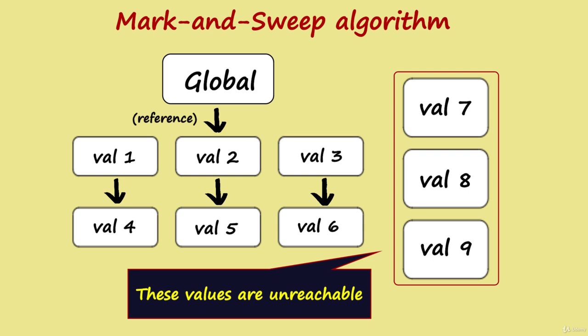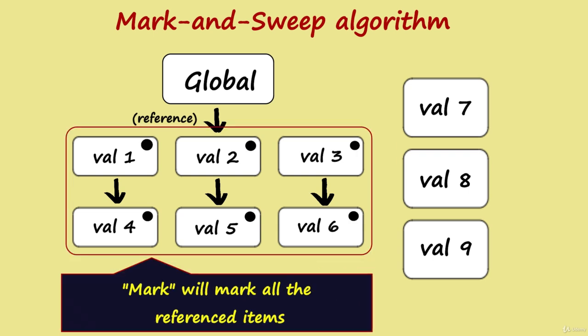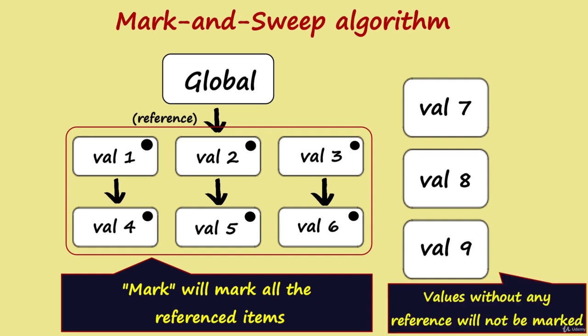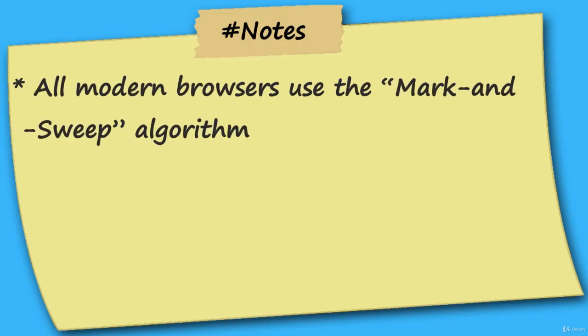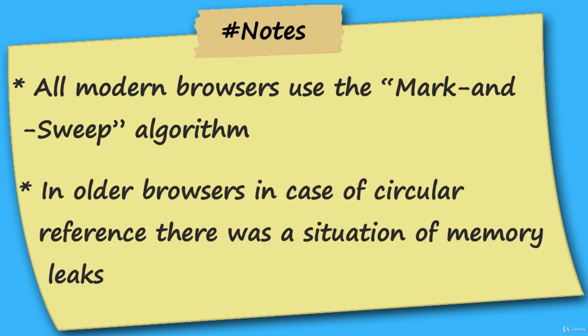Then what will mark and sweep do? Mark will mark all the referenced items, but things which are unreachable, things which do not have any linked reference, will not be marked. And when the mark and sweep algorithm runs, it will look for unmarked locations and it will clean them. That's how the garbage collection happens. All the modern browsers use the mark and sweep algorithm. In older browsers, in case of circular reference, there was a situation of memory leaks.